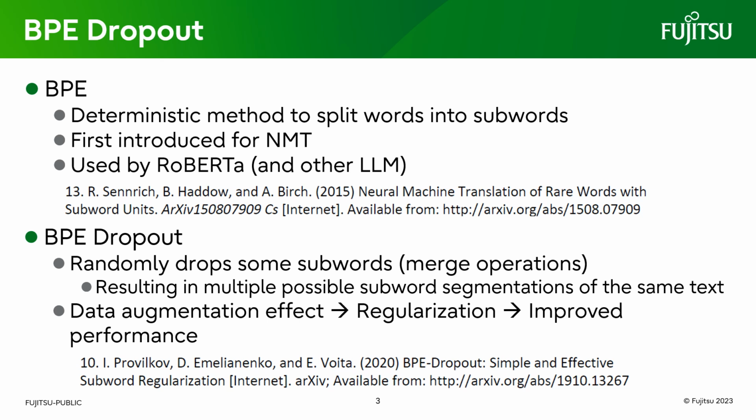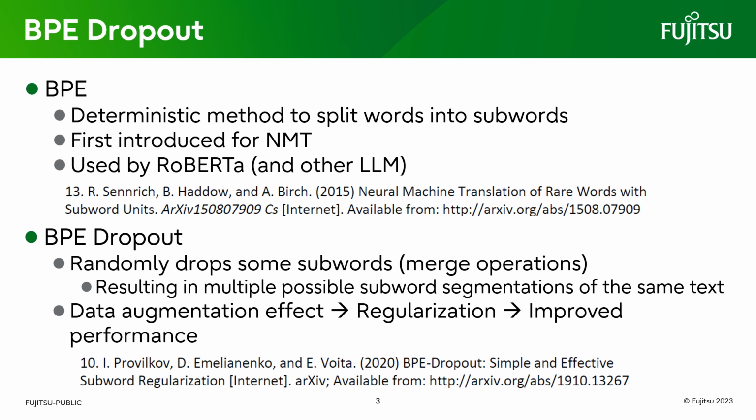The first of the techniques that we used was BPE dropout. If you don't know about BPE or Byte-Pair Encoding, it is a method to split words into subwords. This helps us control our vocabulary size and avoid having rare words appearing in the texts. The method was first introduced for neural machine translation, and it is now used in many different NLP tasks, with a special mention to large language models like RoBERTa that we used in our submitted systems.